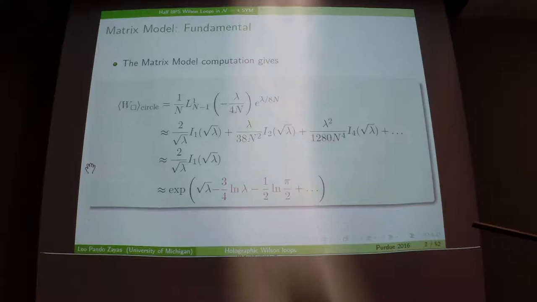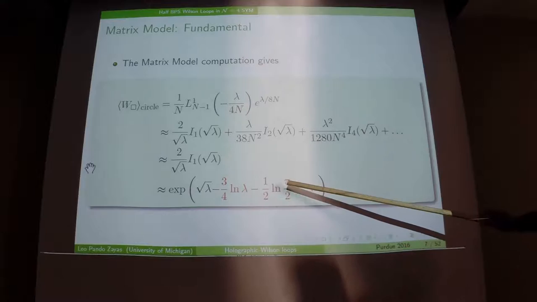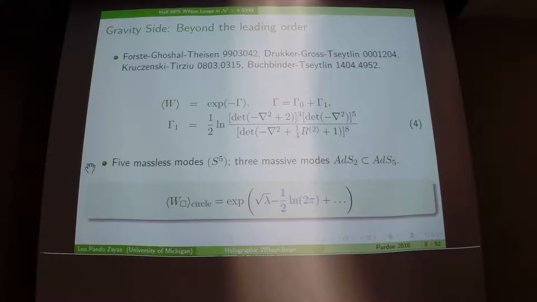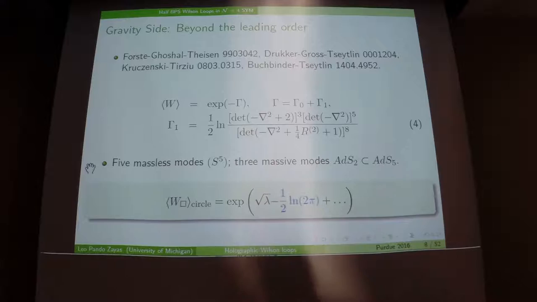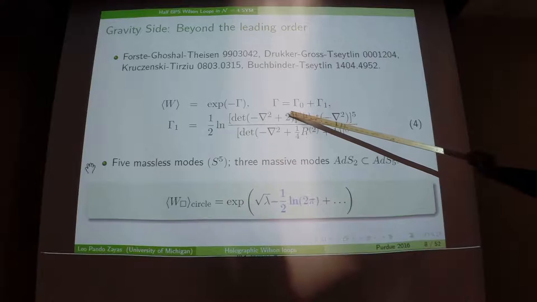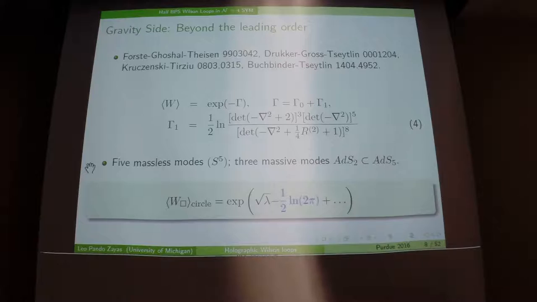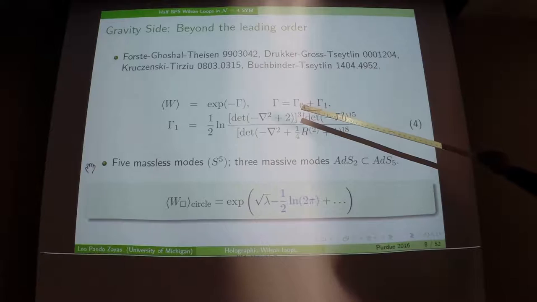Okay? And then if you want to compute this piece, what you need to do is to consider the quantum fluctuations of that surface. That's our prescription, right? So we have a surface, and then we look at the fluctuations. The fluctuations give me the one-loop correction to the effective action. So what we have essentially are three massive modes. Let's look just at the bosons, and you will see it's very intuitive. So I have AdS2 inside AdS5. And that embedding basically gives me three massive modes.